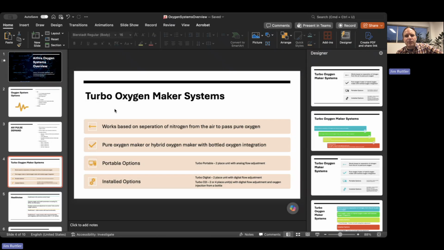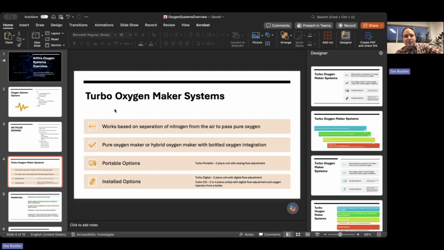We offer both a pure oxygen maker and then a hybrid oxygen maker with what we call O2I or oxygen injection. It's got both the oxygen maker, and then it allows for enhanced oxygen flow rates at higher altitudes by injecting oxygen off a bottle as it's needed.